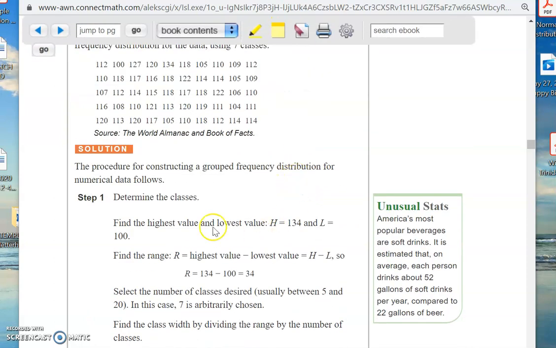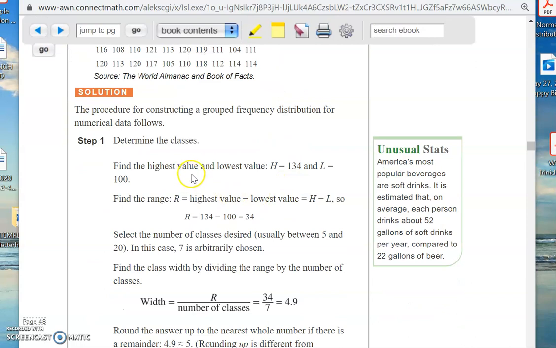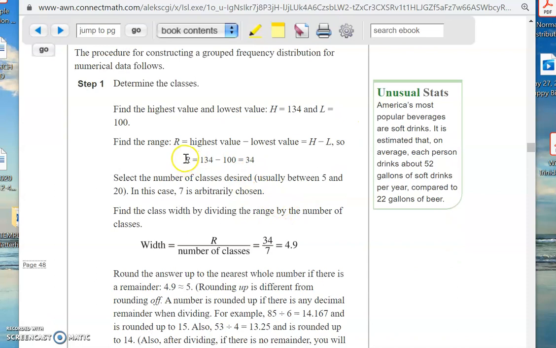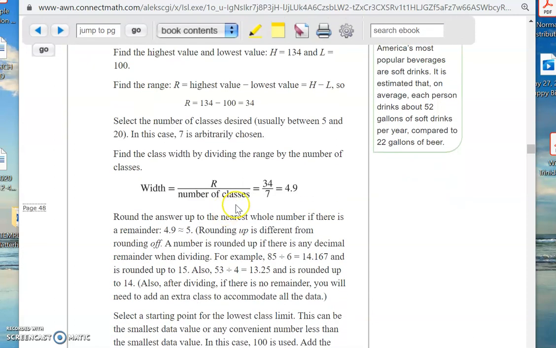All right, so to find the classes, what's the highest value and the lowest value? The highest value, if you look at all this, is 134. The lowest value is 100. Therefore, the range is 34, so it's 134 take away 100. Then you select the number of classes. Usually you want 5, 6, 7, somewhere in there. When you do the division, you come up with a class width of 4.9.